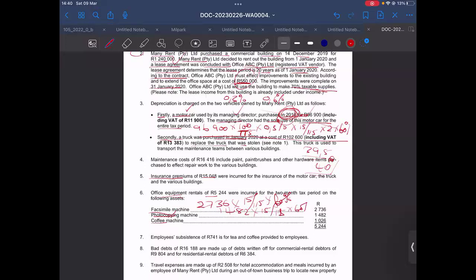Then the coffee machine, people, it's entertainment. Input denied. You come here and write input denied, entertainment. Coffee machine, anything for a canteen, input is denied. It's called entertainment. Then the employee subsistence of 741 is for the tea and coffee provided.